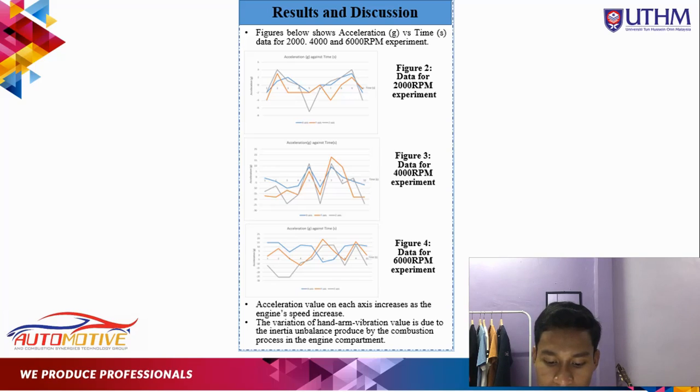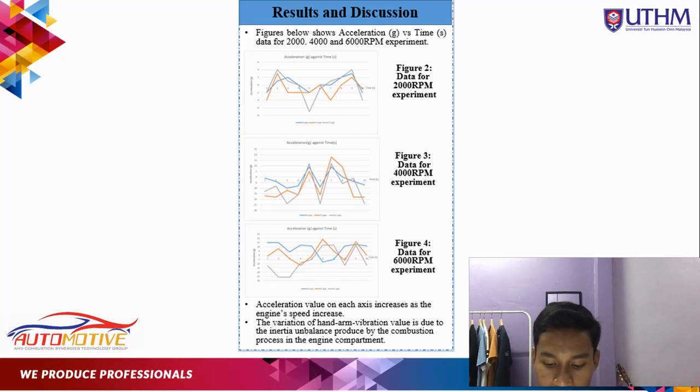For the 6000 RPM experiment, from the graph, all the acceleration values for each axis are much higher compared to the 2000 and 4000 RPM experiments. Therefore, we can conclude that as the engine RPM increases, the value of acceleration on each axis also increases. The highest acceleration value for this experiment is once again on the Z axis with the value of 26 G. The highest acceleration values for the X and Y axes are 15 and 19 G respectively.